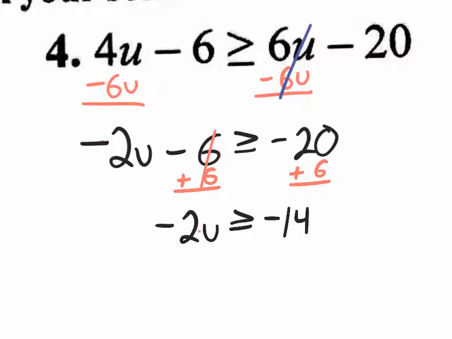So my final step here will be to divide by negative 2. That'll cancel out. And what I do to one side, I must do to the other, divide by negative 2. Now notice I'm dividing by a negative, and this was my last step. So I need to not leave it like that. I need to change it, right? To a less than or equal to positive 7.